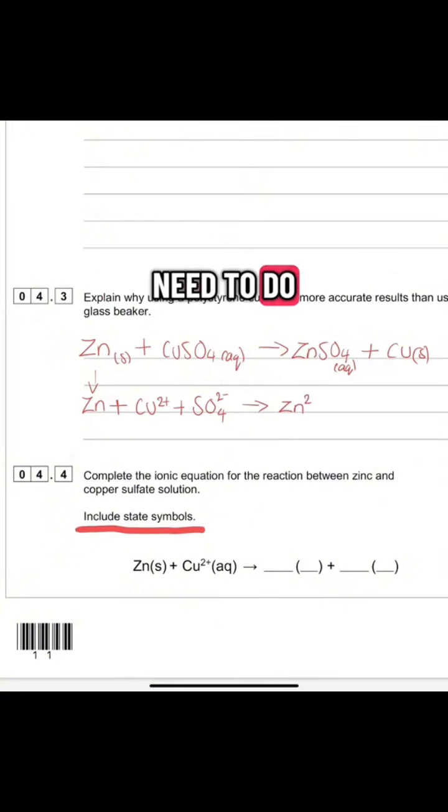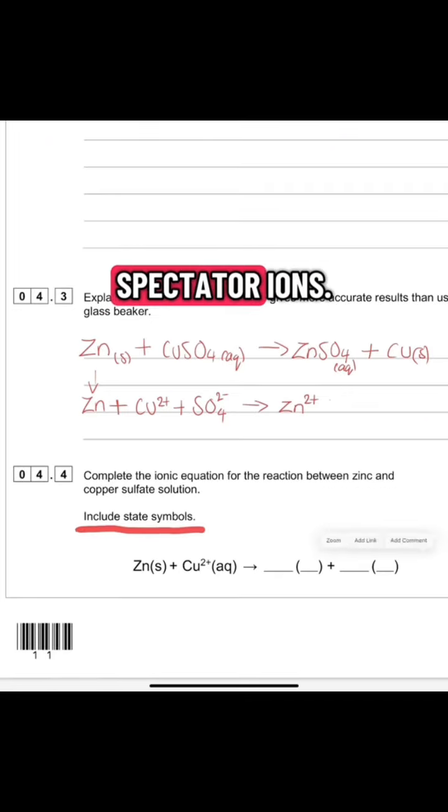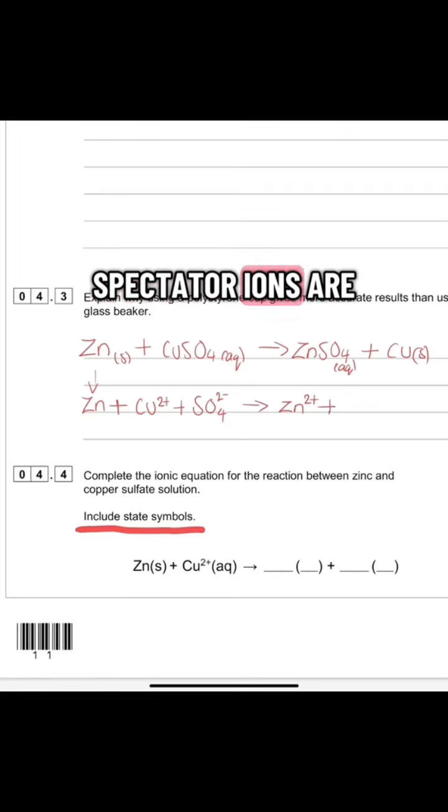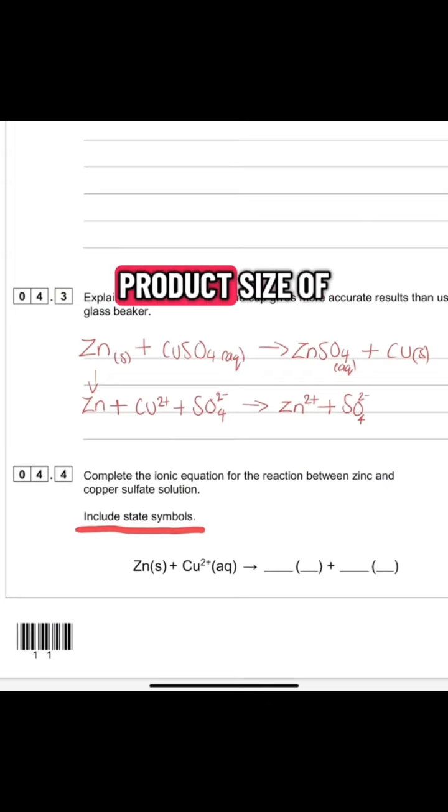Now what you need to do is look out for the spectator ions. Spectator ions are present in an aqueous chemical reaction but do not participate in the reaction, meaning they remain unchanged on both the reactant and the product sides of the chemical equation. They are often identified by writing out the full ionic equation, which we have done, and then crossing out the identical ions that appear on both sides.